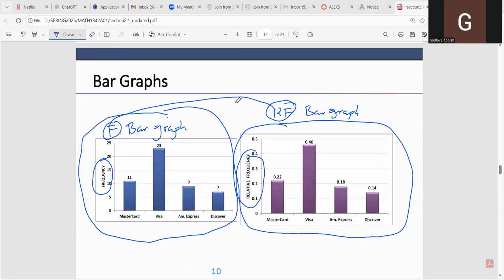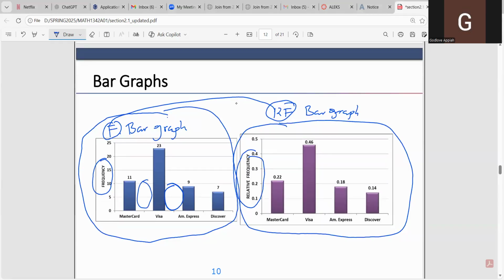When you're constructing bar graphs, I need you to pay attention here. Always make sure that the rectangles do not touch each other. There must always be some gap between the rectangles. If on the test you do a bar graph where the rectangles touch each other, that is no longer a bar graph. That is something different, which we're going to learn about in the next section.